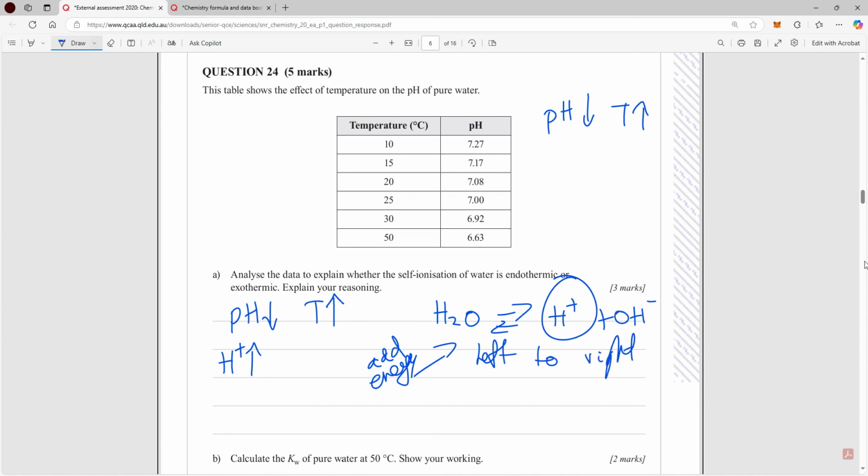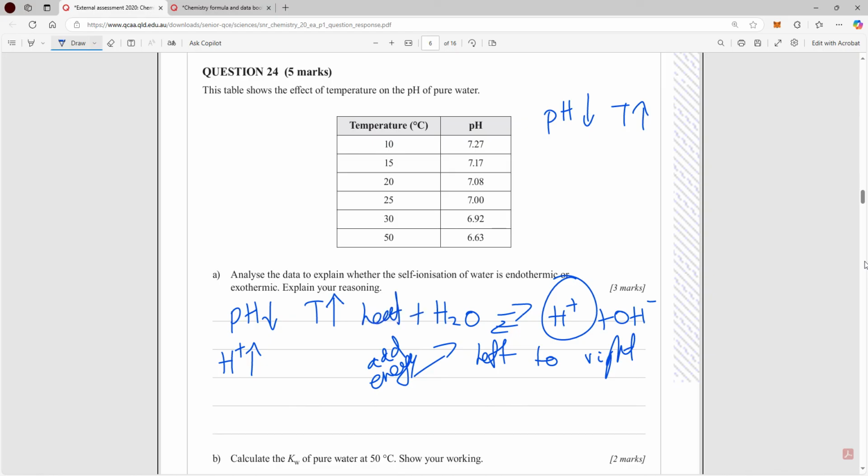So if you're adding energy and it's going to go left to right, that means there's already energy on this side, because Le Chatelier's principle says if you add anything to a system in equilibrium, it will shift back to equilibrium. So if you're adding additional energy and shifting from this side to that side, that means there's already energy over here. So if it's endothermic, there's energy here. So let's see if this works.